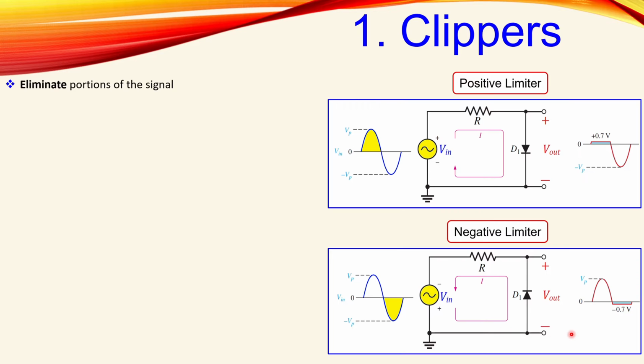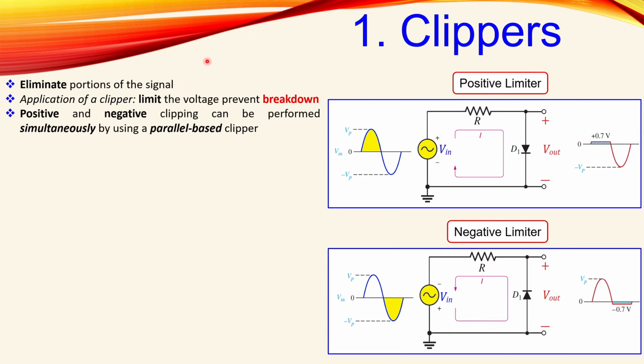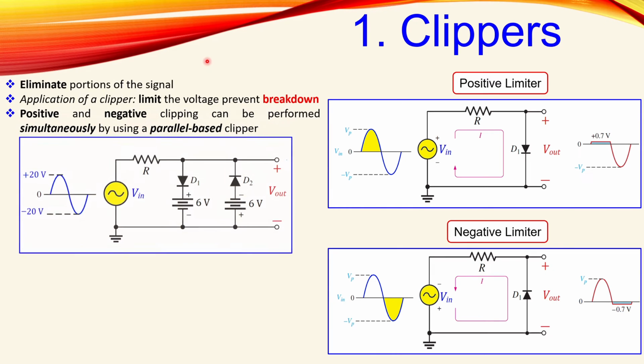Okay. So it is used for the elimination of the portion of the signal. And its application is to limit the voltage to prevent some breakdown, so you can have sort of a specific limiting range for your input voltage, and that is for this application. And a positive and negative clipping can be performed simultaneously, and that can be then also used for parallel based clipping. Okay, and this is the circuit.